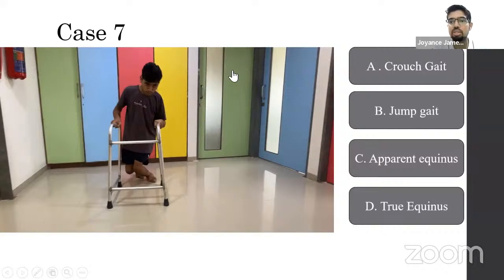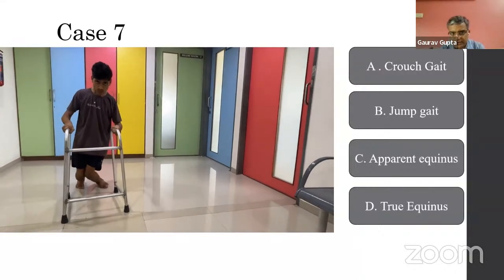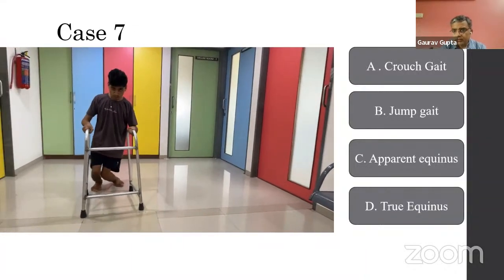Gaurav sir, would you like to describe? So Tashwin, it should be A, as you rightly said, it's a severe crouch. But GMFCS should be graded as 3 because he is able to walk with a walker without physical assistance. So it is A, crouch with GMFCS 3.